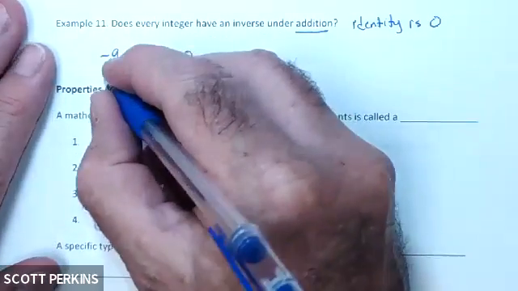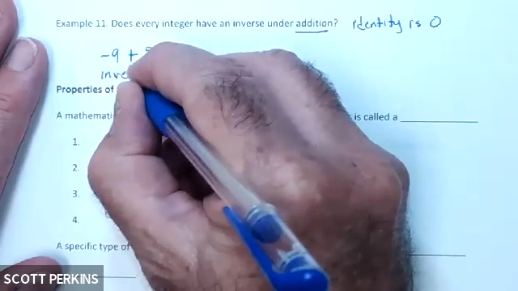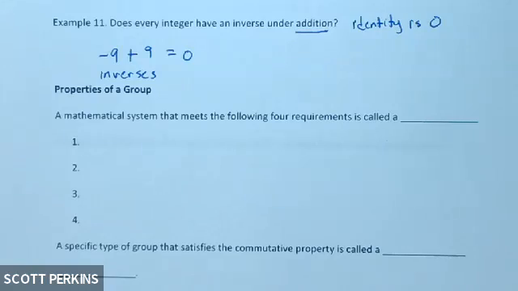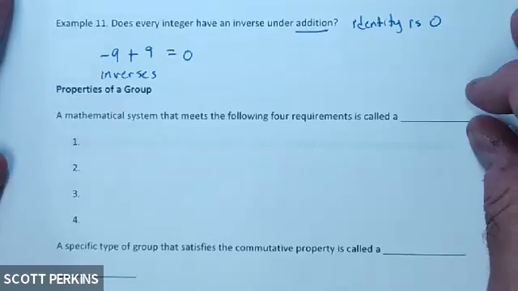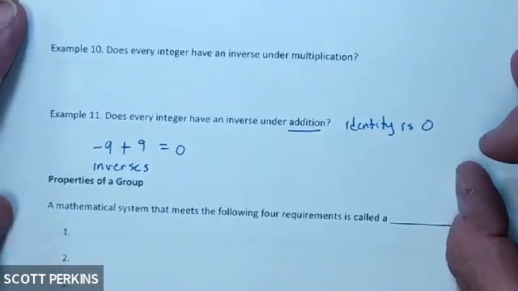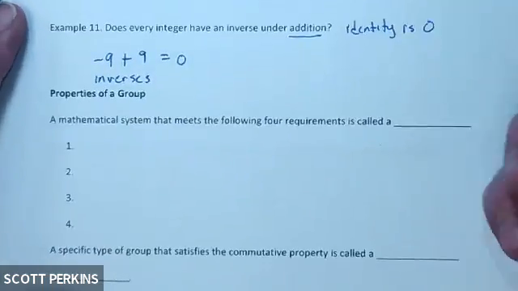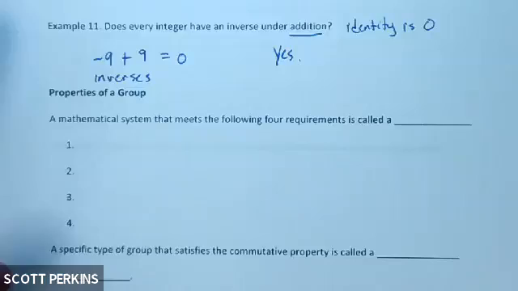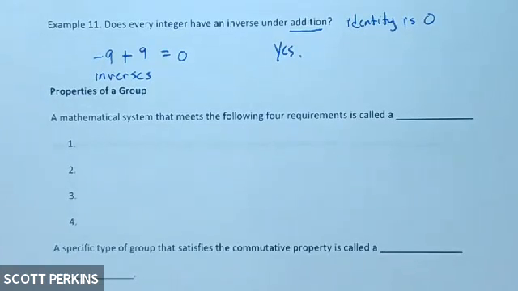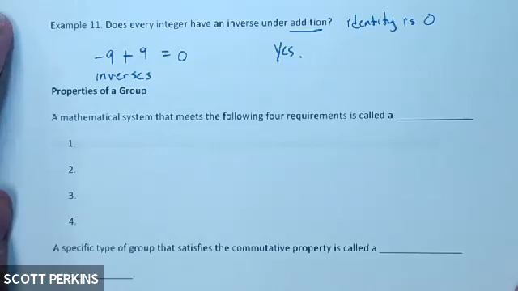So I'm just going to write under here, these two numbers are what we would say are inverses. -9 plus 9 is equal to 0. So let's now go back to example 11. What's the answer? The answer is yes. In the integers, every inverse is included in the integers because -9 goes with 9, -40 goes with +40. Those are all inverses under addition.